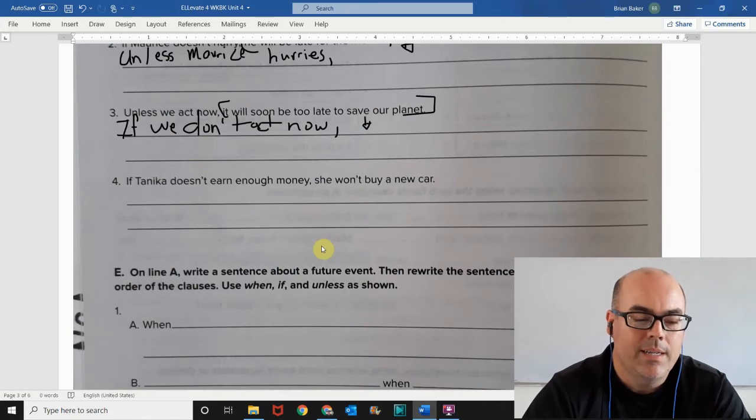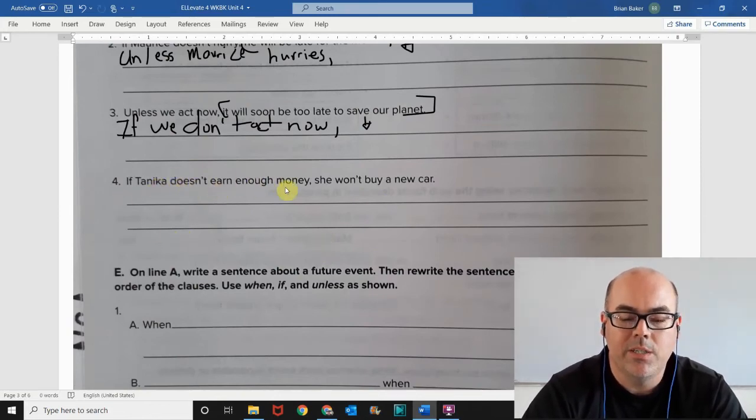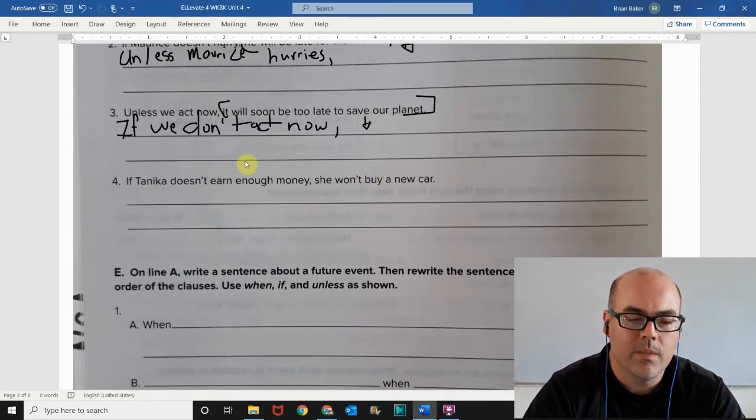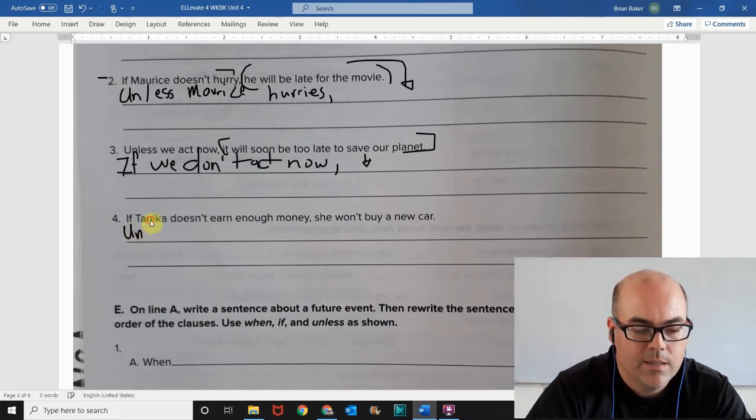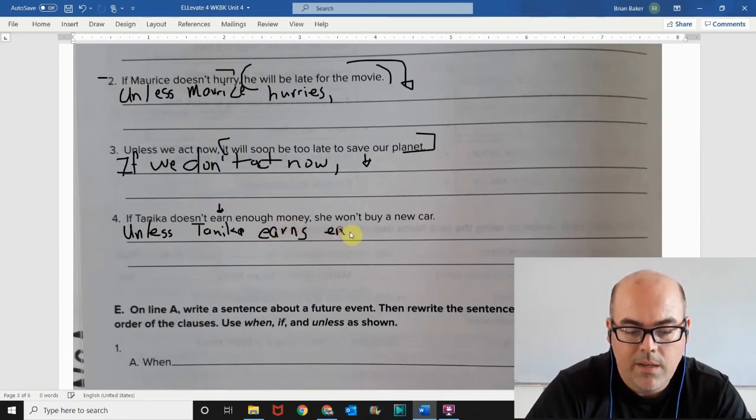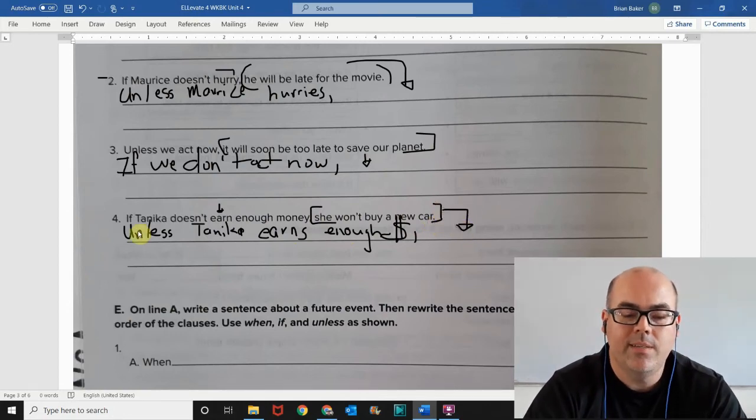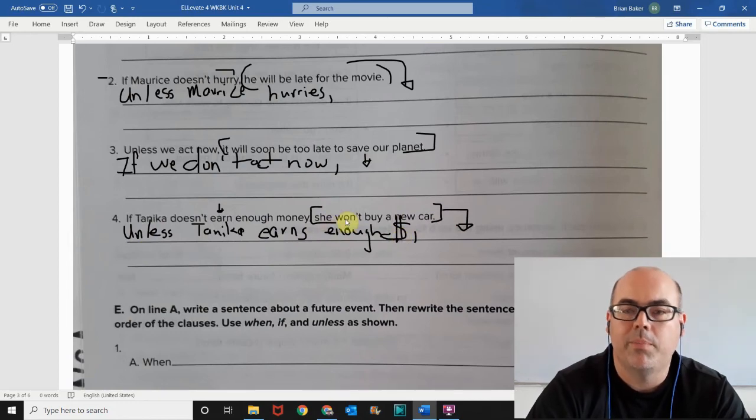Number four, if Tanika doesn't earn enough money, she won't buy a new car. So let's follow the same formula as number two. So unless, and then our subject, Tanika, and then here's our verb: unless Tanika earns enough money. And then this section goes here. So unless Tanika earns enough money, she won't buy a new car.